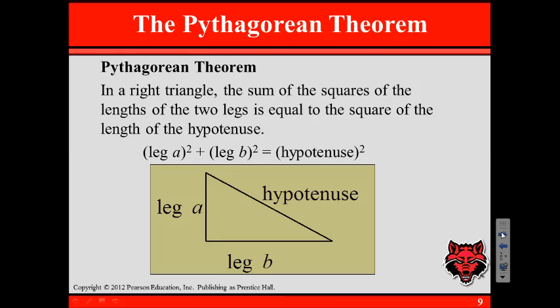Some problems we're going to solve will need the Pythagorean theorem. In a right triangle, we say the sum of the squares of the lengths of the two legs is equal to the square of the length of the hypotenuse. And so we would say the leg squared plus the other leg squared equals the hypotenuse squared. Another way you may have seen this before: a squared plus b squared equals c squared, where a and b are the legs and c is the hypotenuse.